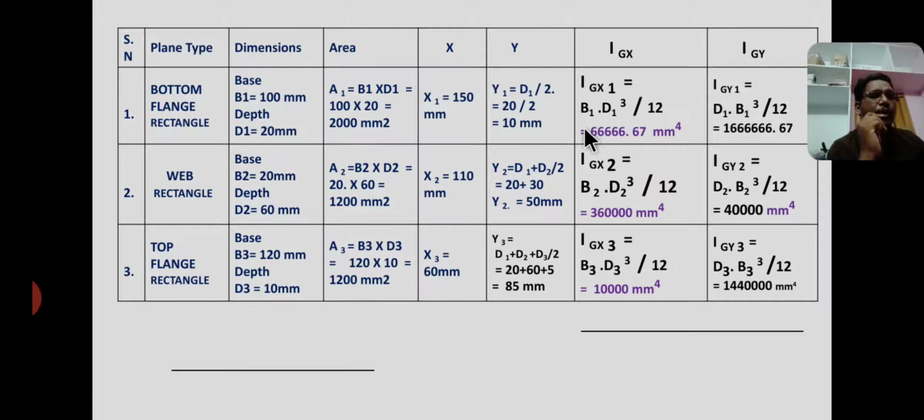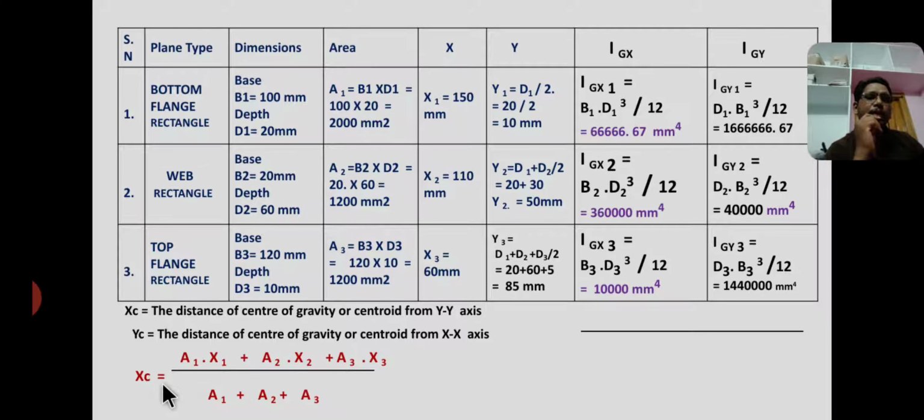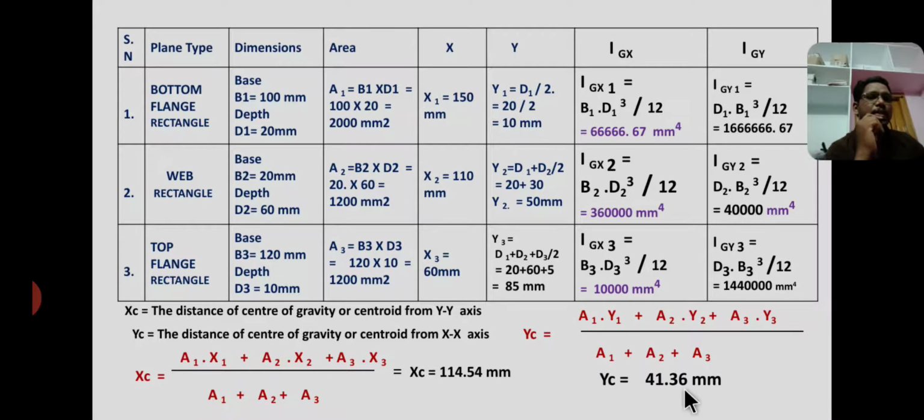From previous slide already we have discussed about fundamentals and basic formulas. From those formulas I have written here. So IGX equal to BD cube by 12, IGY equal to DB cube by 12. Okay. And from general expression, XC equal to the distance of centroid or center of gravity from YY axis, and YC equal to the distance of centroid from XX axis. And the formula is XC equal to A1 X1 plus A2 X2 plus A3 X3 by A1 plus A2 plus A3. Answer is XC equal to 114.54 mm. This is the distance of centroid from YY axis. Okay. Similarly, YC equal to A1 Y1 plus A2 Y2 plus A3 Y3 by A1 plus A2 plus A3. And the answer is YC equal to 41.36.